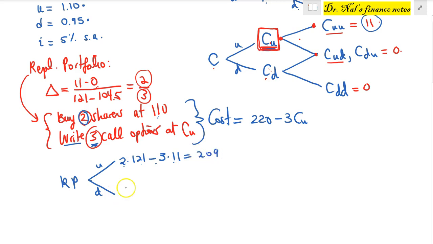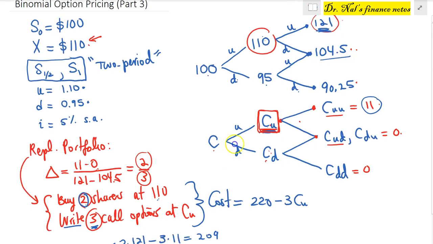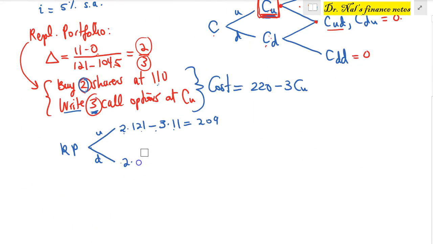At the down node, that would be 2 times 104.5. Let's put brackets, and then the call options expire worthless, so that cancels. 2 times 104.5 is 209. But then that's perfect. So this is exactly what we wanted to achieve. We achieved a riskless result. So we in a sense replicated the bond portfolio.